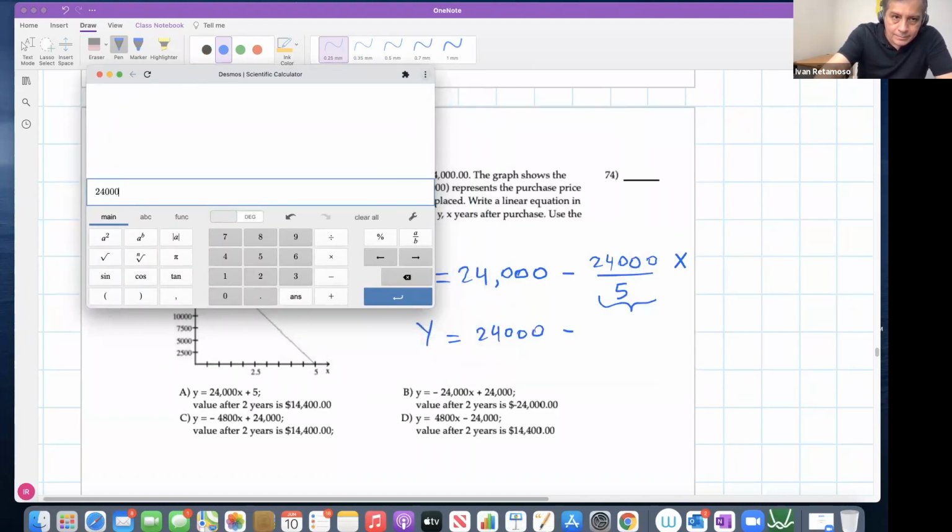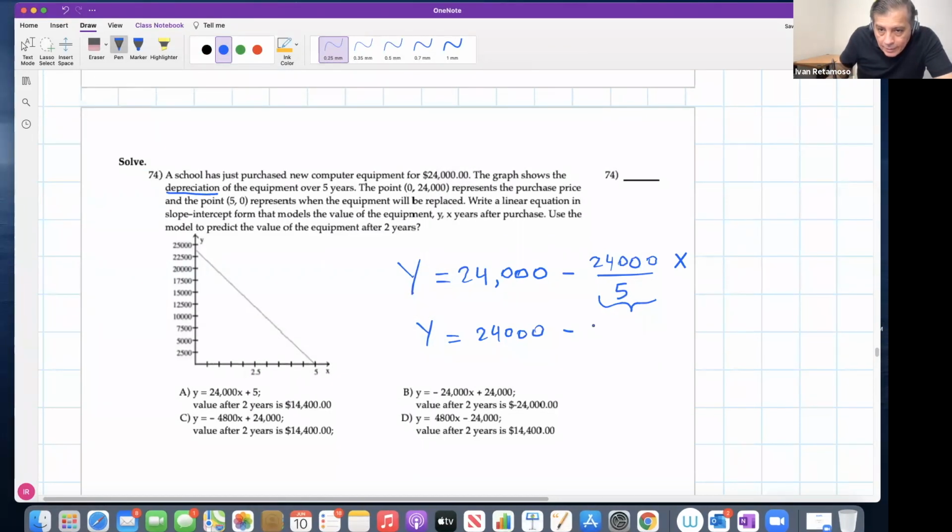24,000 divided by 5 is 4,800. So 24,000 minus 4,800 times x. This will be the linear equation.